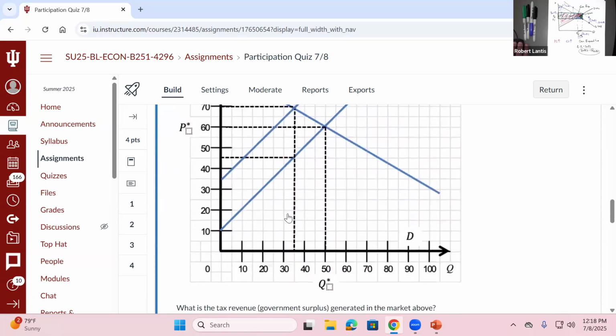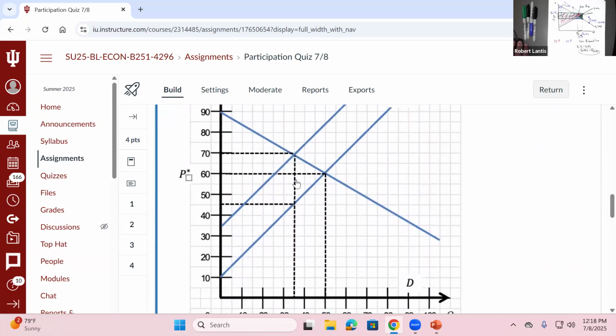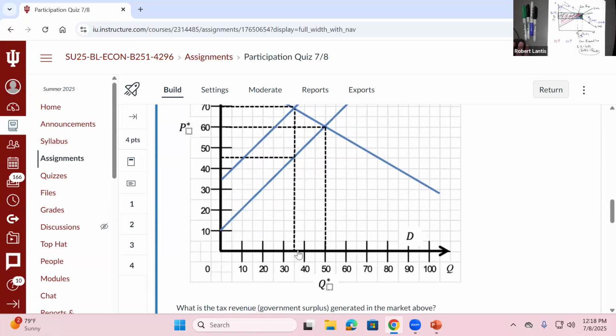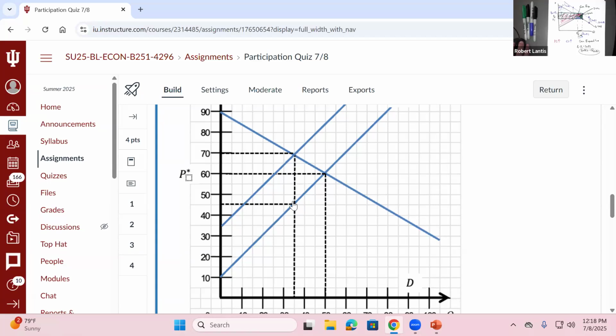What if instead I was asked about how much tax revenue is generated? Tax revenue should be an easier one. It's just going to be this, this is a less technical way of remembering it. It's this big rectangle in the middle. Okay. So here, what is the width of this rectangle? It's the new quantity after the tax, 35.